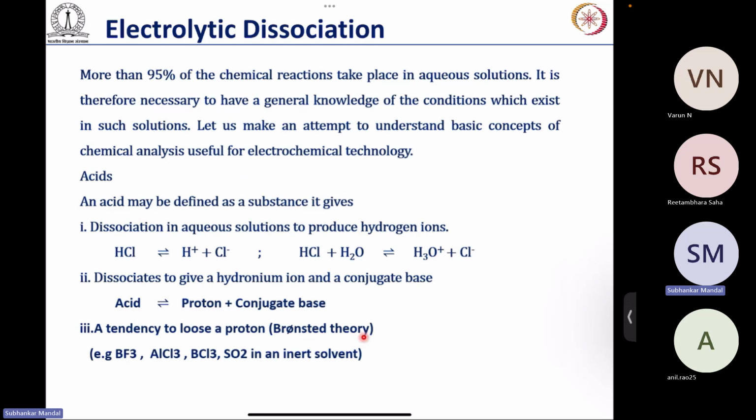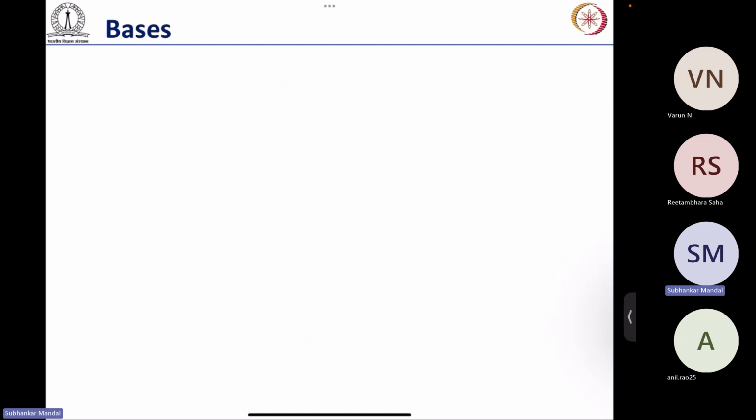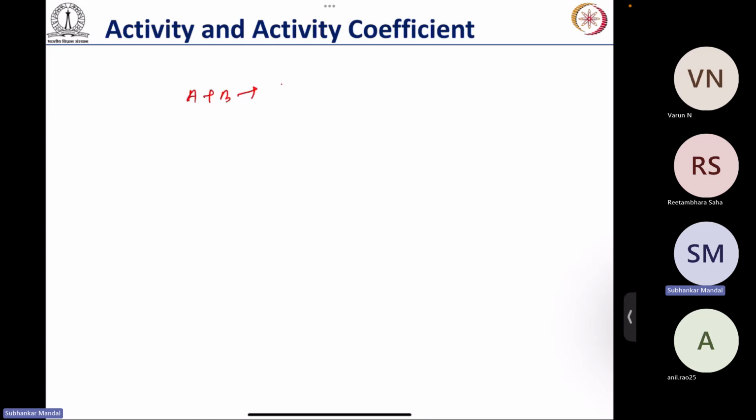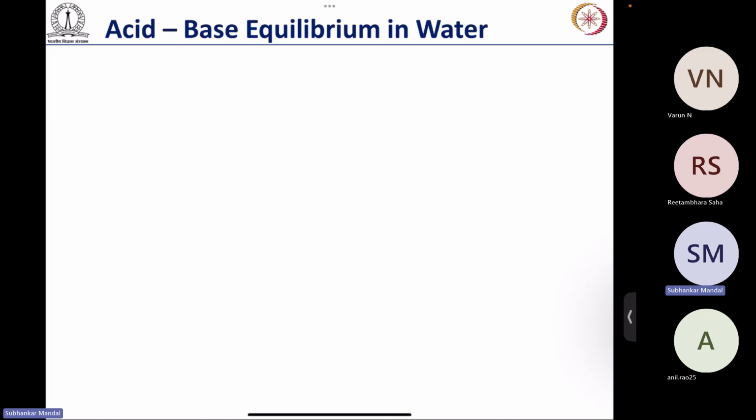So basically here we have discussed different types of electrolytes, acid, base, and the activity coefficient. Basically, suppose we have A plus B going to C. So the concentration of A or activity of A is the concentration of A plus multiplied by gamma plus. So this gamma is the activity coefficient, and A plus in the square bracket is showing the concentration. Okay, so these things we have discussed, and so many other things.